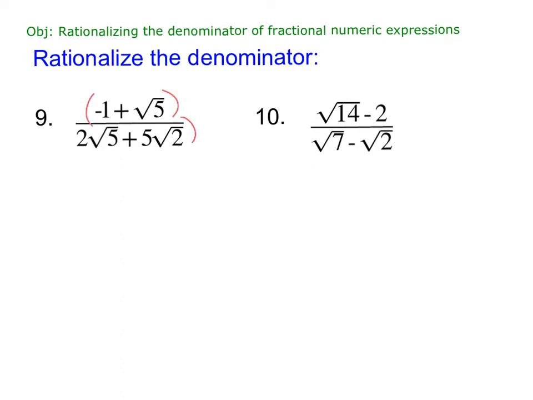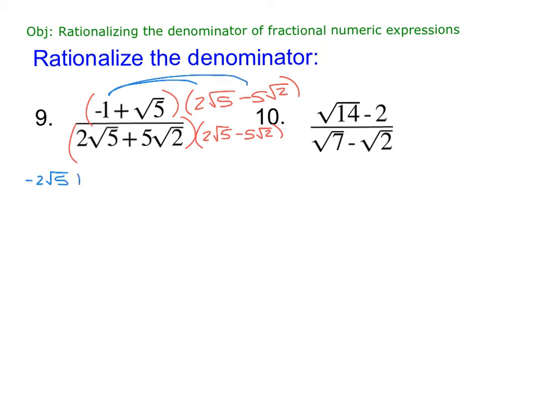All right, so the denominator is 2 root 5 minus 5 root 2. 2 root 5 minus 5 root 2. So now these are harder. We're going to have to actually FOIL out that top. All right, so let's see what we get. Negative 2 root 5 plus 5 root 2 plus 2 root 25. We're gonna simplify it, but minus 5 root 10.